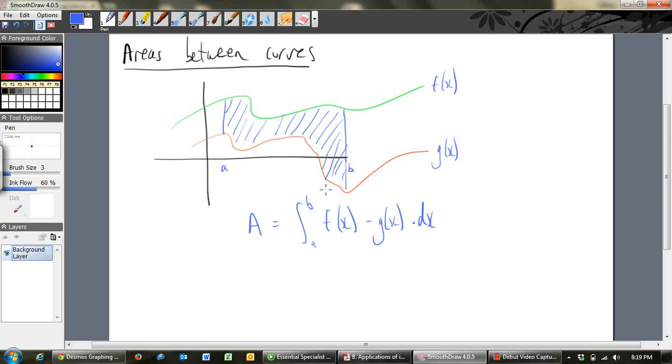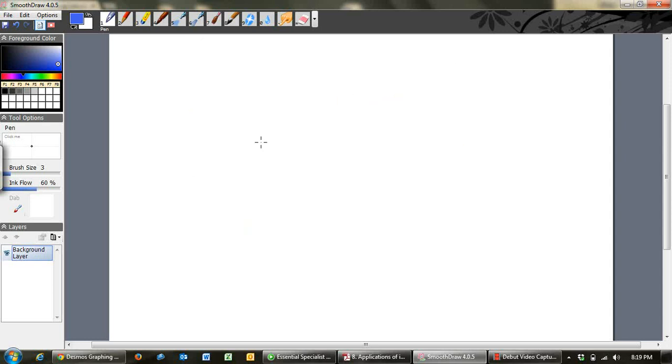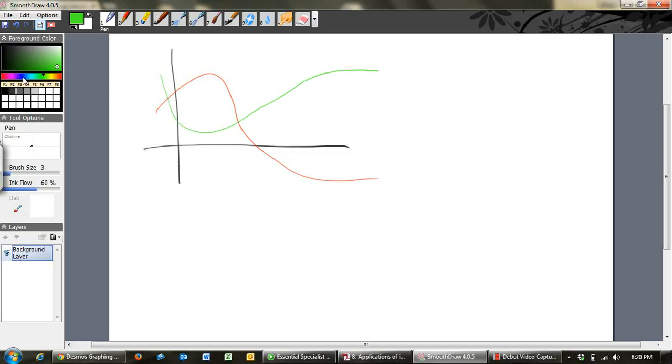And so we get this situation here. Easy. No worries. The only other situation you need to worry about is if you had something like this. You've got a red function like that, and let's say you've got a green function like that, and you're trying to find the area between A and B, and let's say this point C in the middle is where they cross over. Then what you need to do is break it up into two pieces.